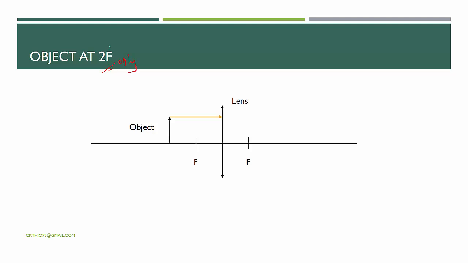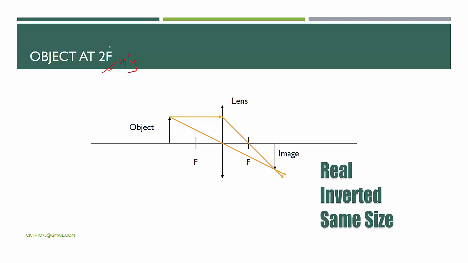So at 2f, if you do the same treatment, you find that in this case, the image will have very special characteristics. It is still real, it is still inverted, but in this case it is the same size. So it is exactly the same as the object. So magnification is 1.